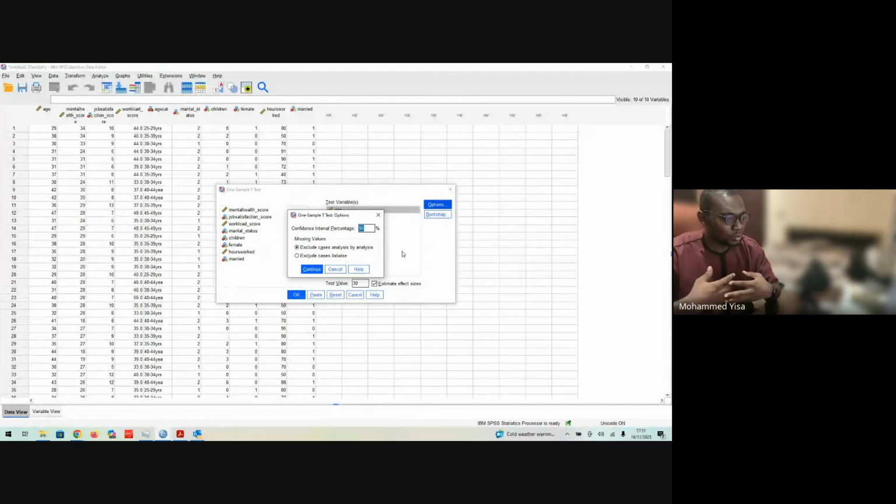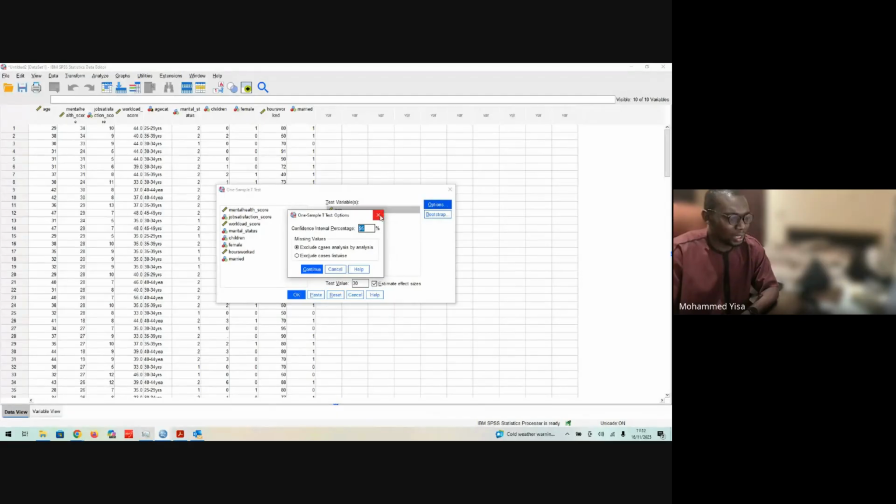And then when you come here, there are a few options that you can decide to play with. For example, if your protocol says that you are conducting all your hypothesis testing at a 95% confidence interval, then you would leave it like this. But if you are looking for something at a different level, like 97 or 99%, then you would adjust it at this stage. Then here it gives you options on what to do with missing values. I'm not going to change anything here.